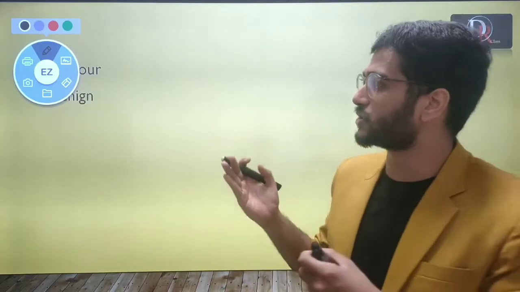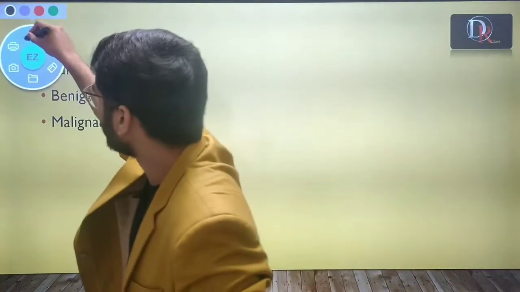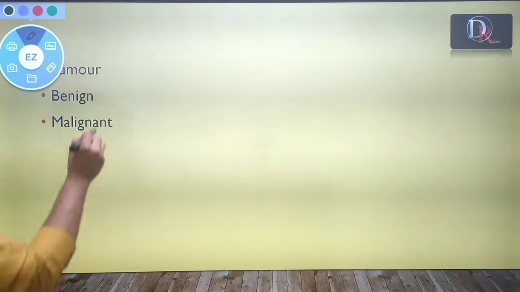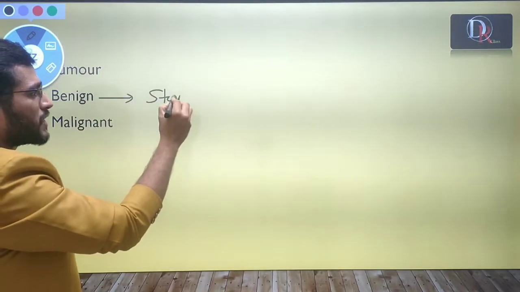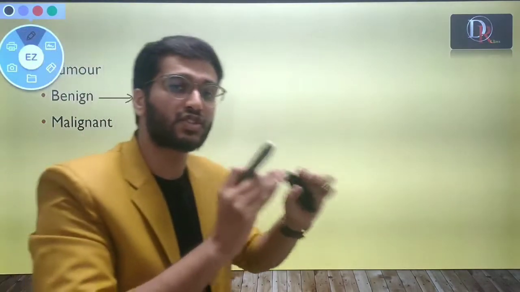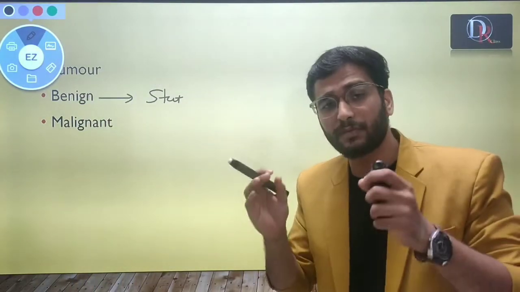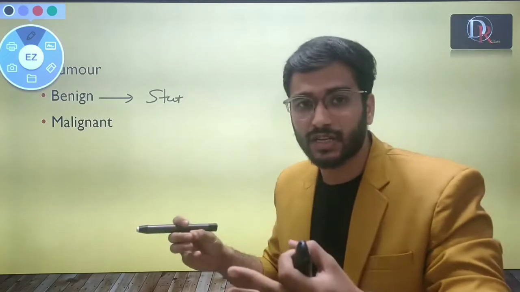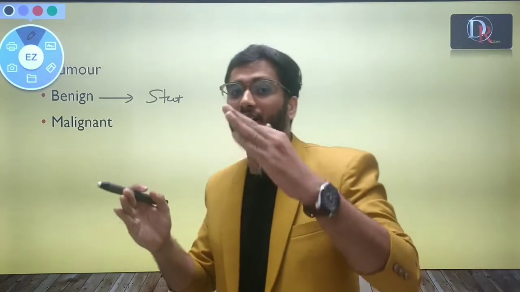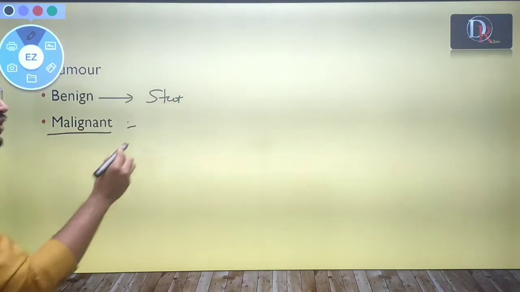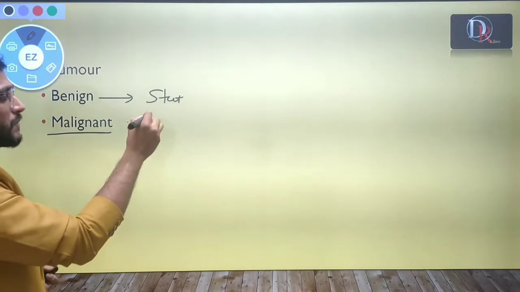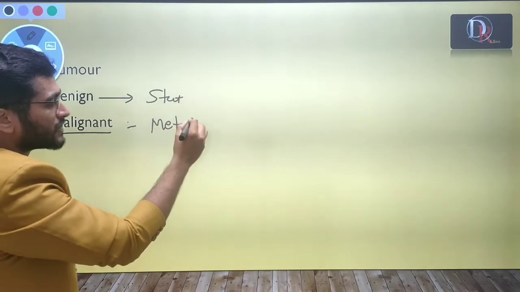It can be benign or malignant, right? Normally benign means what? Benign means those tumors which are stationary. So benign tumors cannot spread. Here the benign tumor is stationary, so it cannot spread to other directions or other tissue. The malignant tumor is one which has the ability to metastasize.